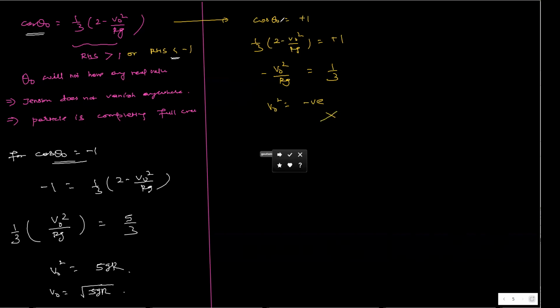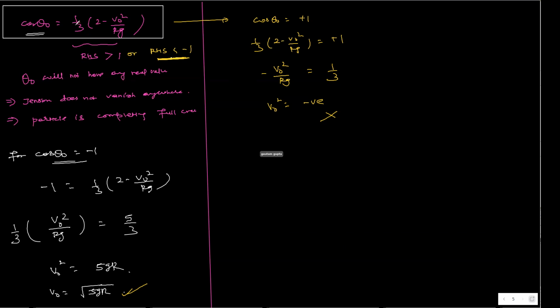So I'm not considering cos theta is +1. I'm considering this extreme, cos theta is just -1. That will give you the minimum velocity with which it should be projected so that it completes the full circle. So what is the concept? I know tension is a function of theta. I found where tension is 0. If it does not yield any real value of theta, that means tension is never 0. And tension is never 0 means it is completing the full circle.